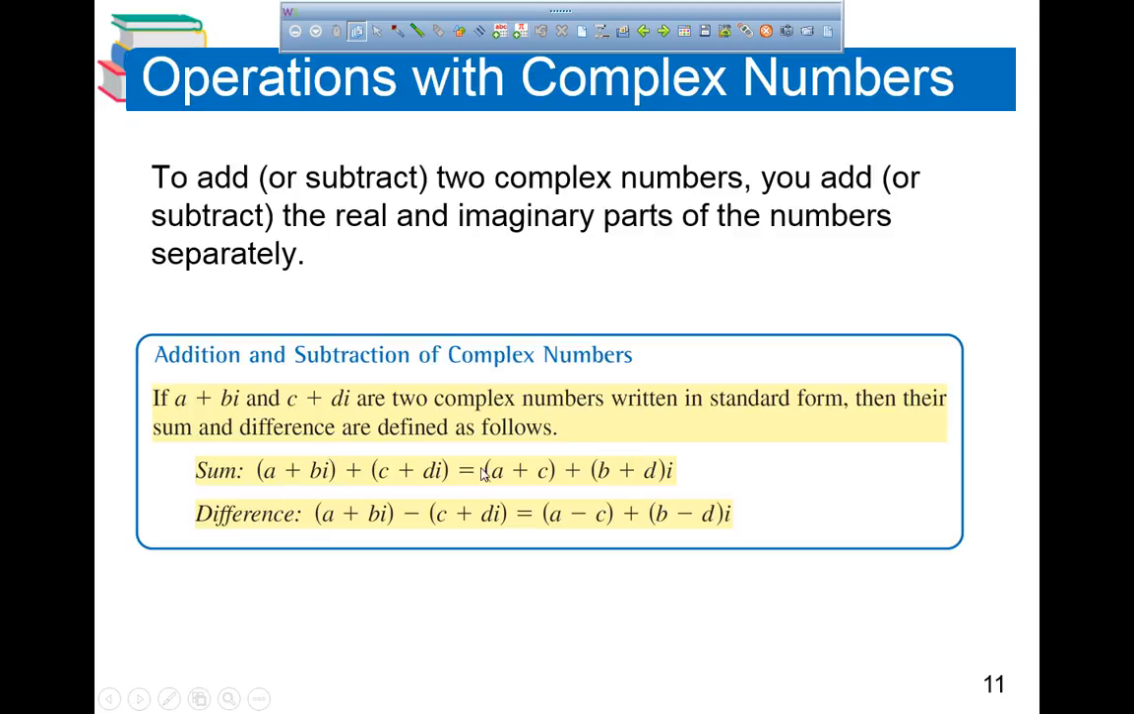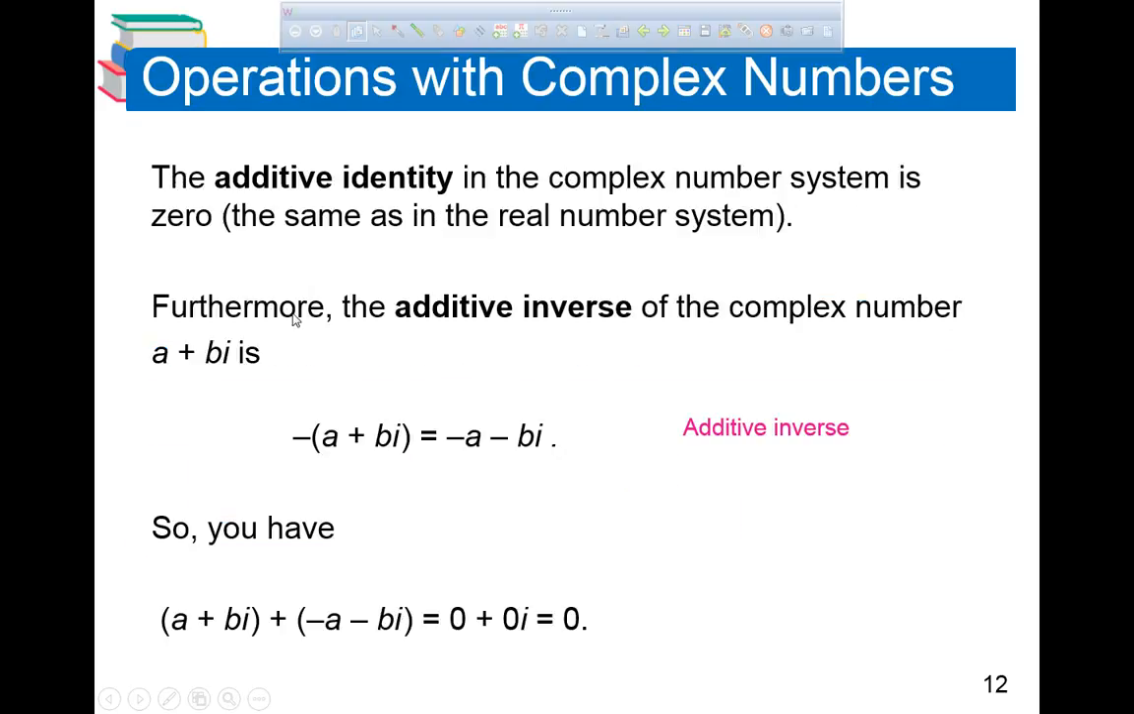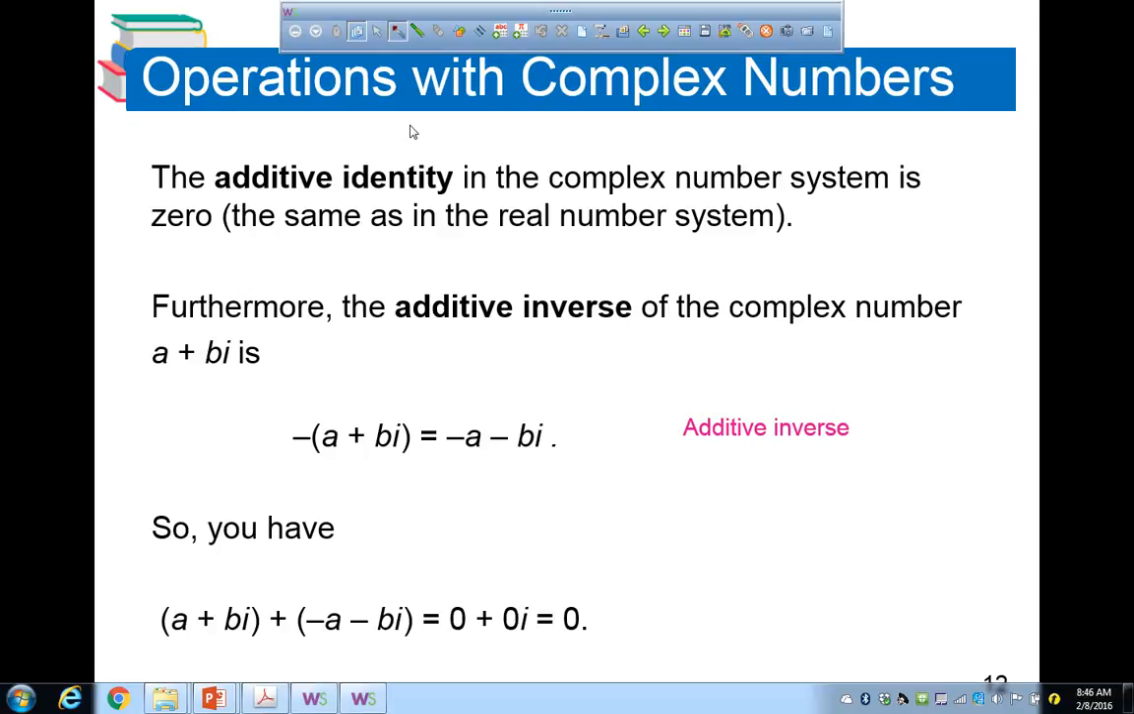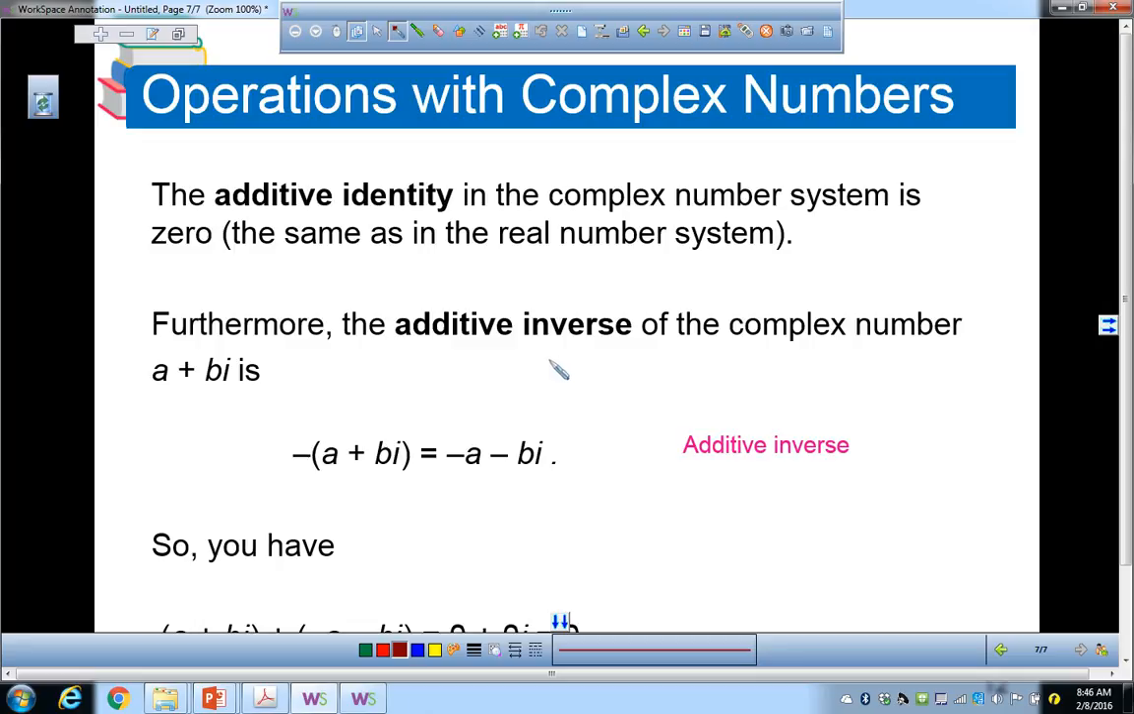Okay. Operations. This is where it's fun. When you add complex numbers, you add their real parts and then you add their imaginary parts. Same thing with subtraction. The additive inverse of a complex number, you just take the opposite of it and it would be equal to 0.